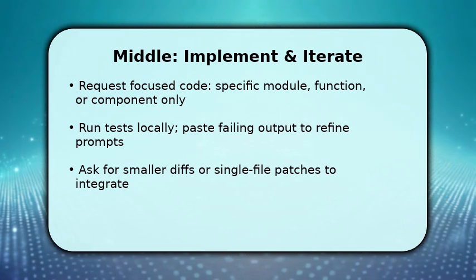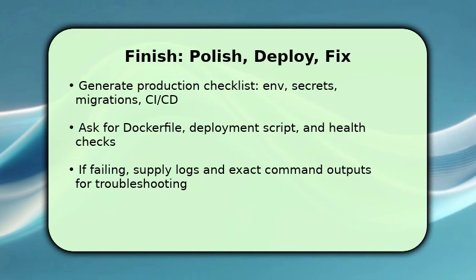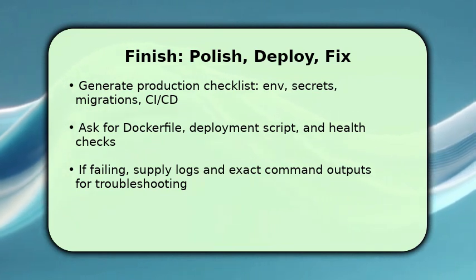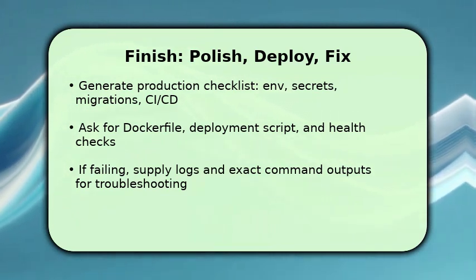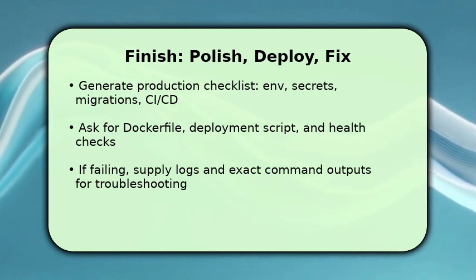To finish, have ChatGPT produce a deployment checklist and CI steps. Include environment variables, secrets handling, and database migrations. Request a Docker file and a simple deploy script for your platform, then run the deploy.